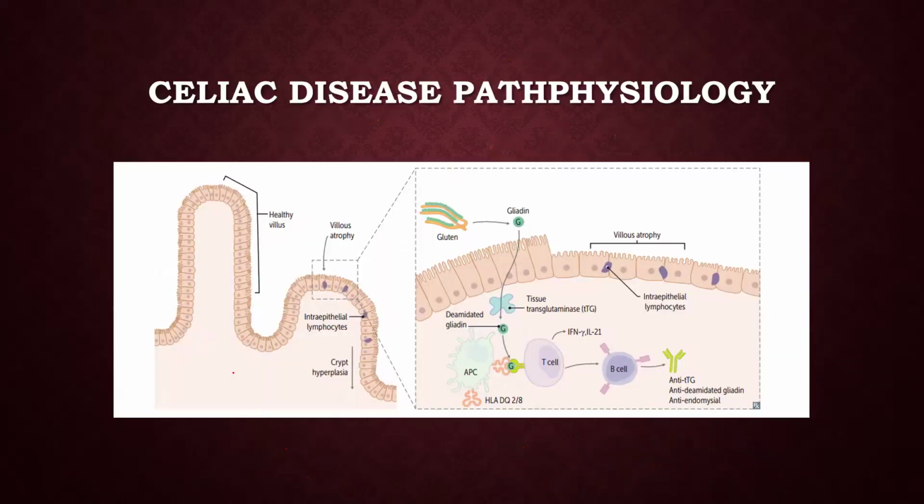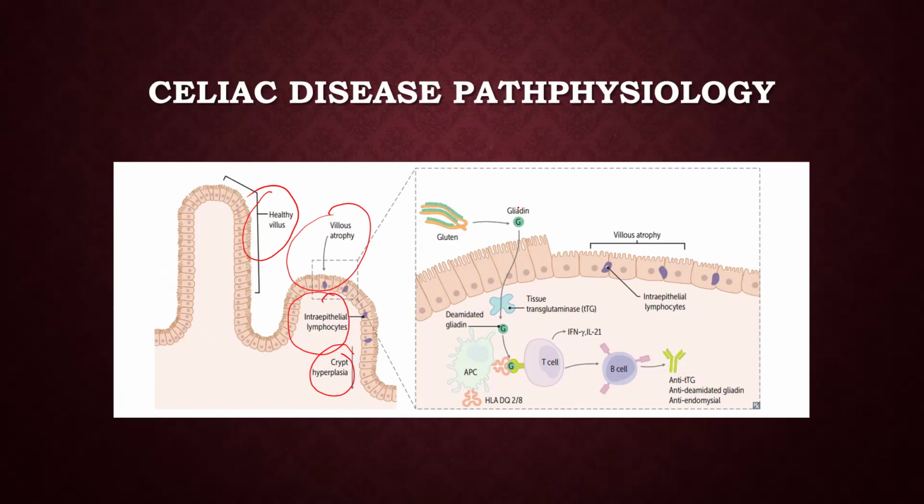Now we're moving toward celiac disease. Before that, first we will discuss the pathophysiology of celiac disease. This is the normal villus of the small intestine. This is the villus atrophy that takes place in celiac disease, with intraepithelial lymphocytes and crypt hyperplasia. So this is the pathophysiology.